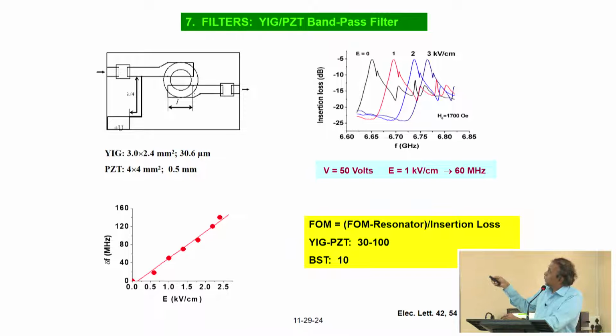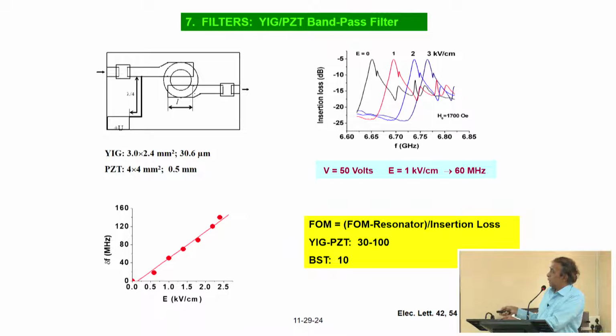Then you apply an electric field across PCT. It moves the whole pass band from 6.65 to 6.725. Then you increase the electric field further. So, the pass band is shifted to higher and higher frequency as the electric field is increased. So, that is tuning the operating frequency of this filter. Okay. So, you can tune it by as much as 125 megahertz for a field of around 2.5 kilovolt per centimeter.